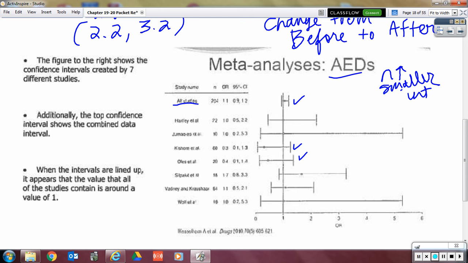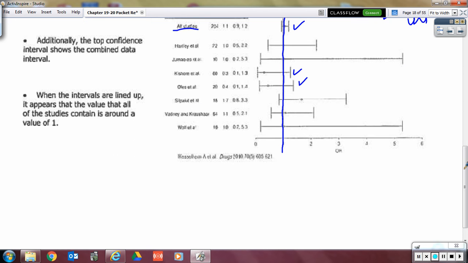All of these studies are happening, and so what we're interested in is where they're the same. So we would be most interested in a value that goes through the results of all of those studies. So if something is included in all of the studies, then we might think, oh, okay, then that's probably the true proportion value or the true value in the whole population. So we say this. When the intervals are lined up, it appears that the value that all the studies center around is that 1. They all have 1 running through it.